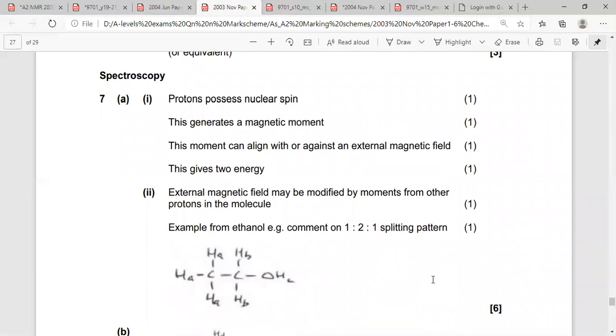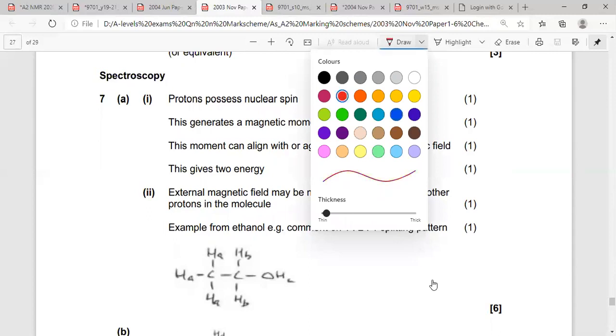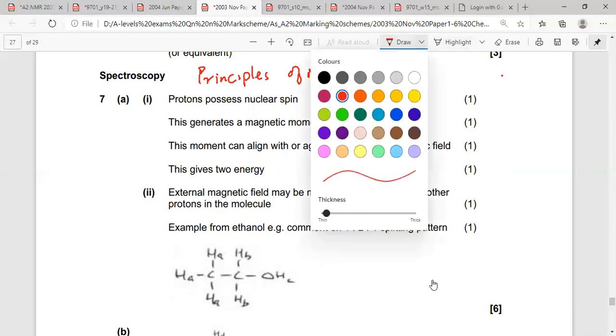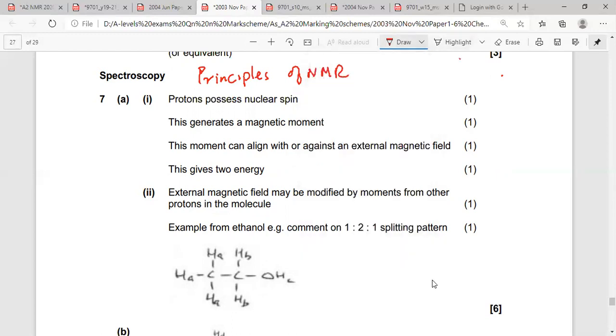Each proton possesses a nuclear spin, and the nuclear spin here can align with, say, this generated magnetic field. See, this is 1 mark each. Later I'll show you, but I don't have time. They ask you, now what is this called? This is called the principles of NMR. So the first principle, the mark given, is each proton possesses a nuclear spin, spin up or spin down, clockwise or anti-clockwise. This is the first mark.